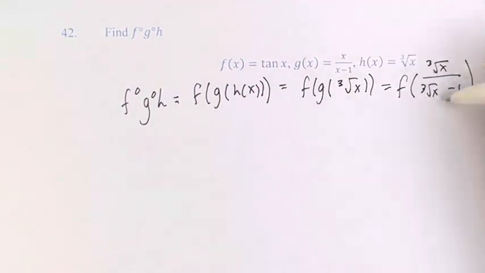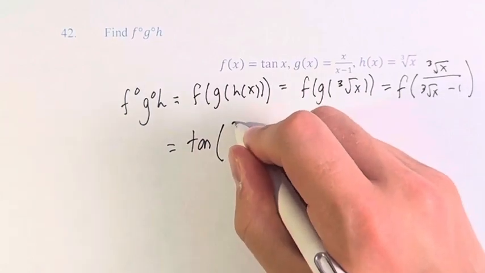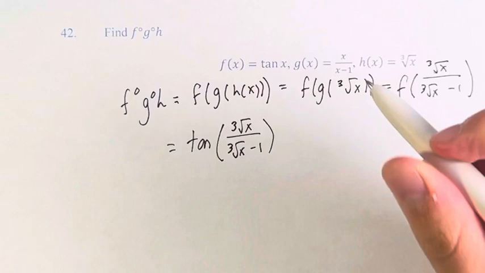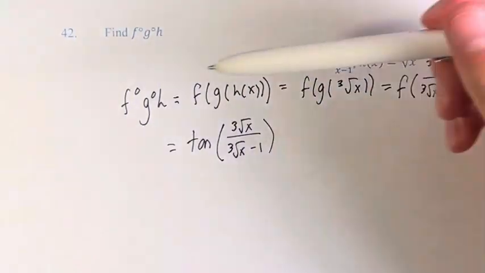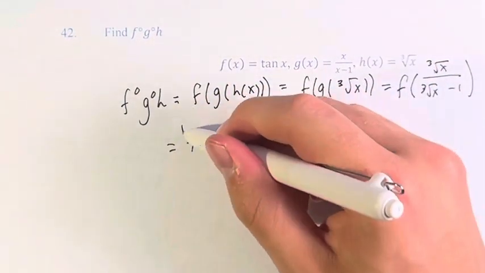And then we're taking f of this fraction, which is just the tangent of it. So the composition of these three functions is tangent of the cube root of x over the cube root of x minus 1.